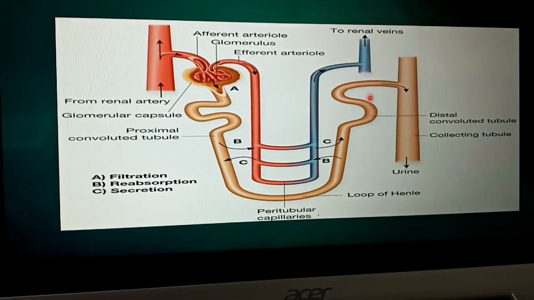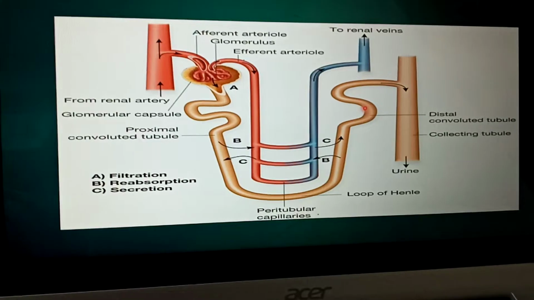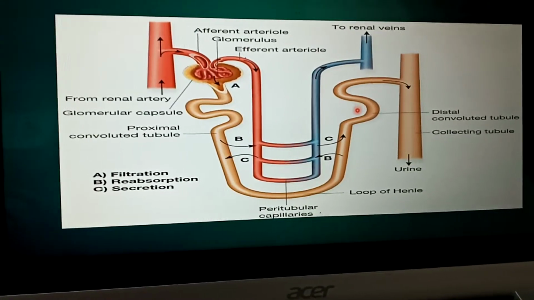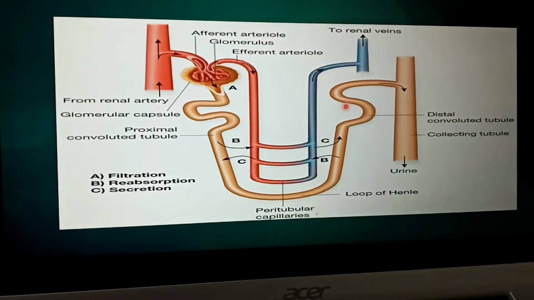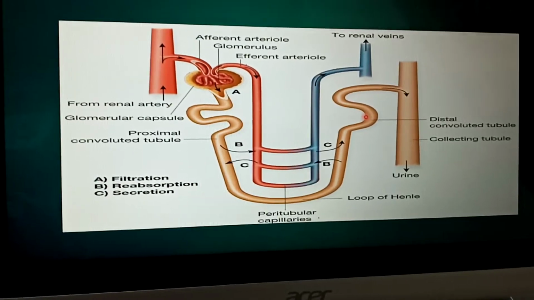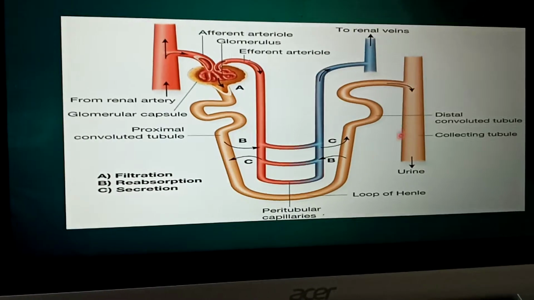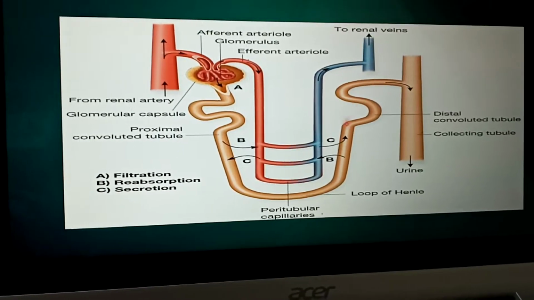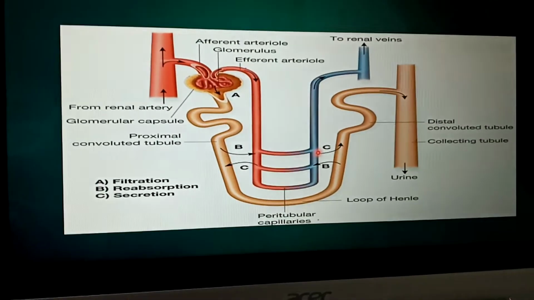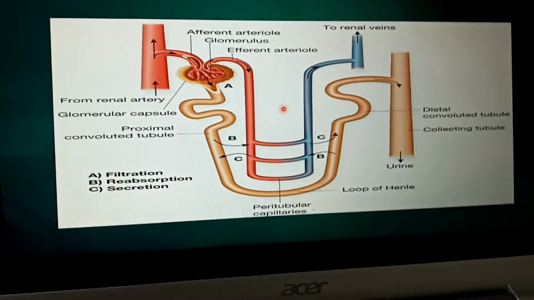And sometimes tubular reabsorption takes place. Sometimes the drug may reabsorb back into the blood from the lumen of the distal convoluted tubule and enter the blood, and its excretion may not occur. Then it will again pass through the glomerulus and then get excreted. So there are three phases of this drug excretion.